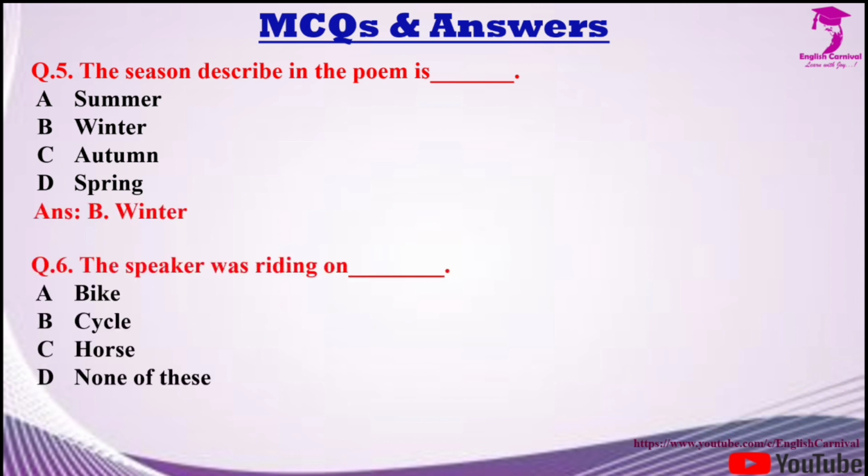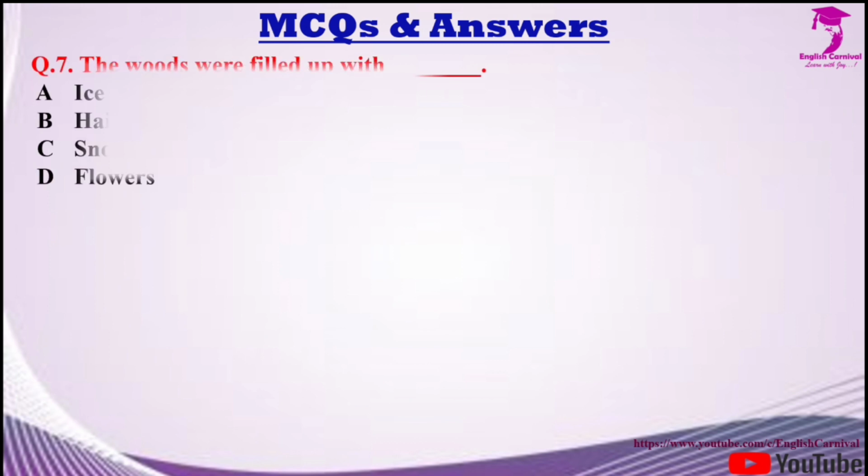Question number 6, we have the speaker was riding on dash. Options are A, bike, B, cycle, C, horse and D, none of these. The correct answer is C, and he was riding on horse. Question number 7, we have the woods were filled up with dash. Options are A, ice, B, hail, C, snow and D, flowers. The correct answer is C, and that is snow.